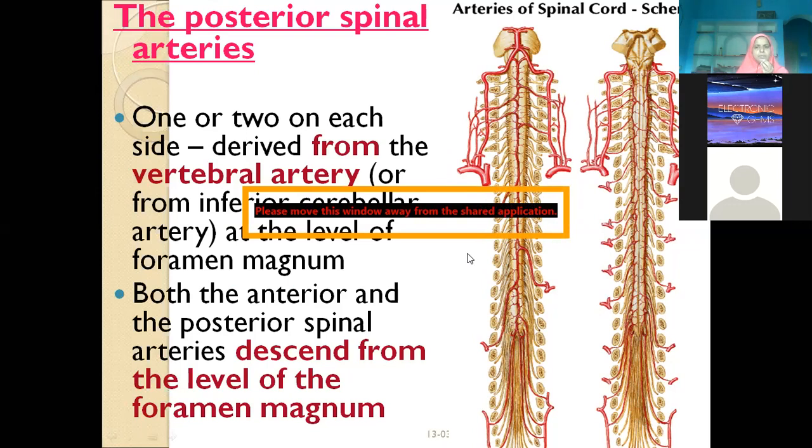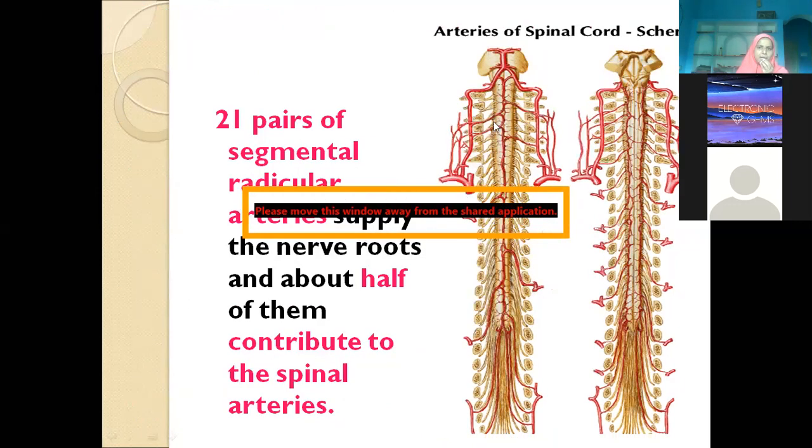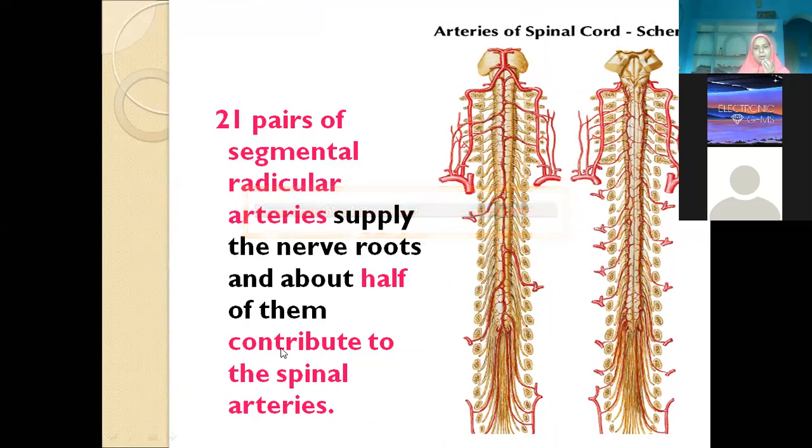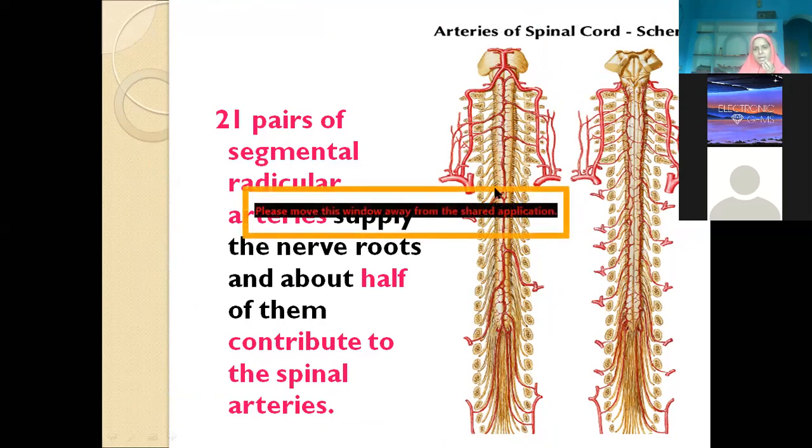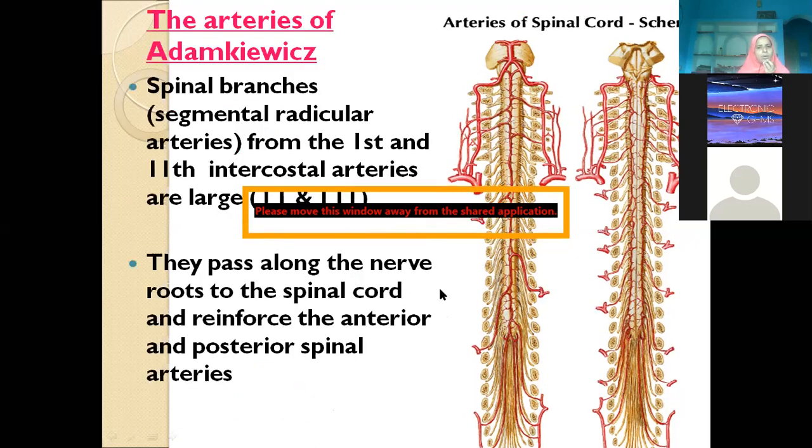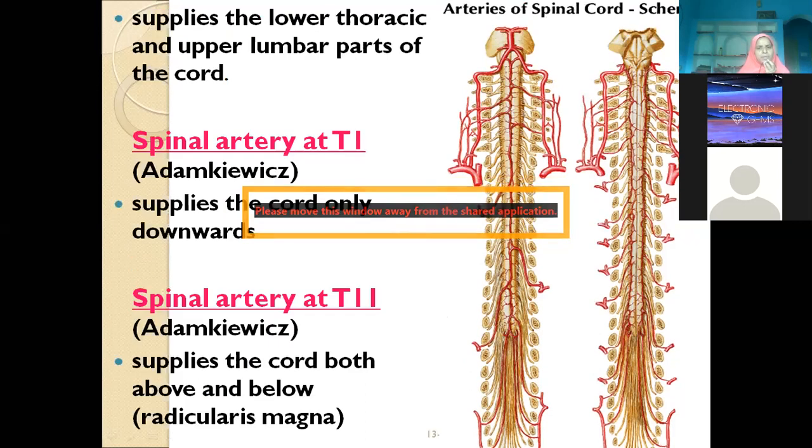Same thing is written here. The arteries which are piercing and supplying, you call them, as I told you, segmental radicular arteries. The segmental radicular artery supplies the nerve roots, and about half of them are contributing to the spinal arteries. There are 21 pairs of segmental radicular arteries, that means they correspond to the spinal nerves. So they are coming from the nearby blood vessels. What are those? Intercostal arteries, lumbar artery, and the vertebral artery. They will be contributing. All these details are not required.